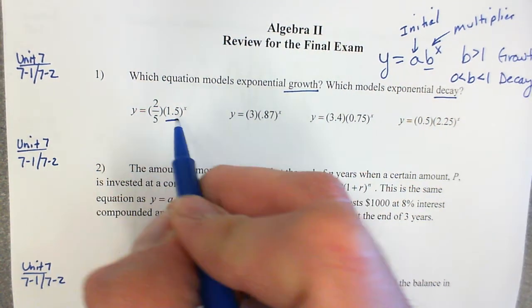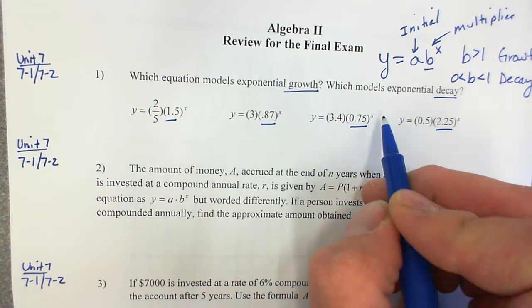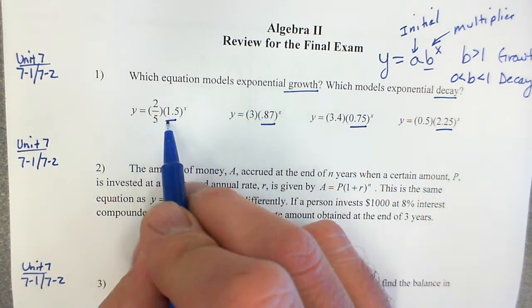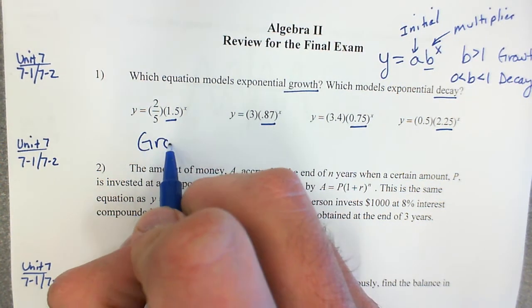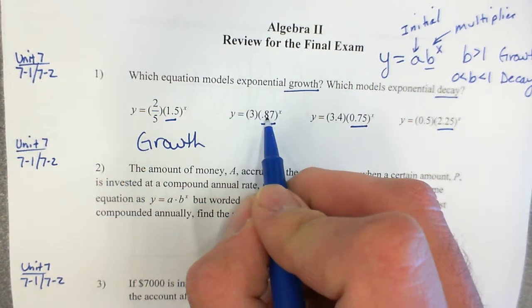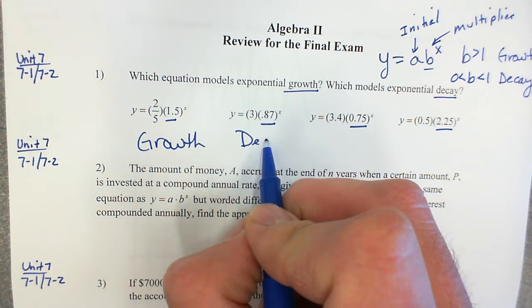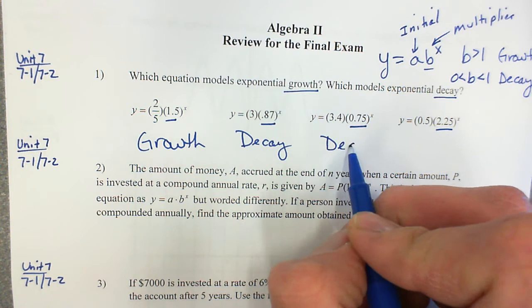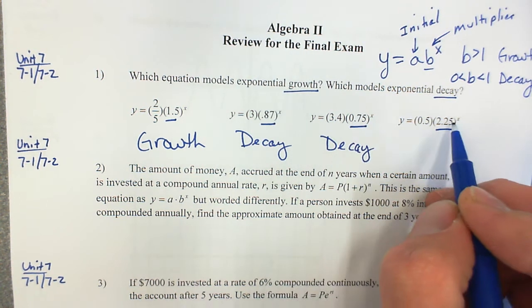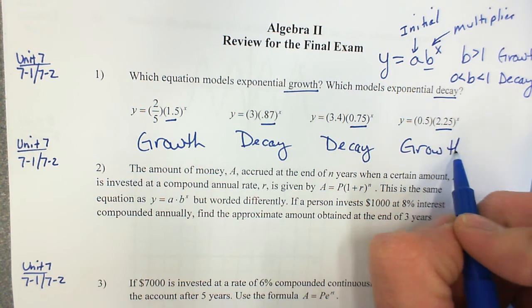So our main focus here is going to be on the b value, and that's the one that's raised to the power. So since this is 1.5, it's greater than 1, that's growth. Since this is 0.87, that's less than 1, that's decay. 0.75, less than 1, that's decay. And 2.25, that's bigger than 1, that's growth.